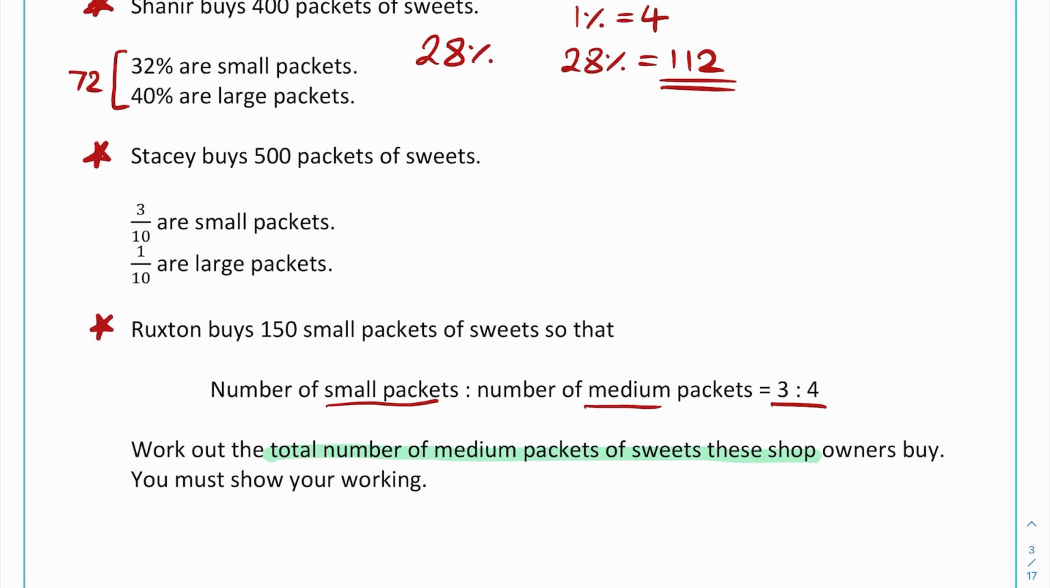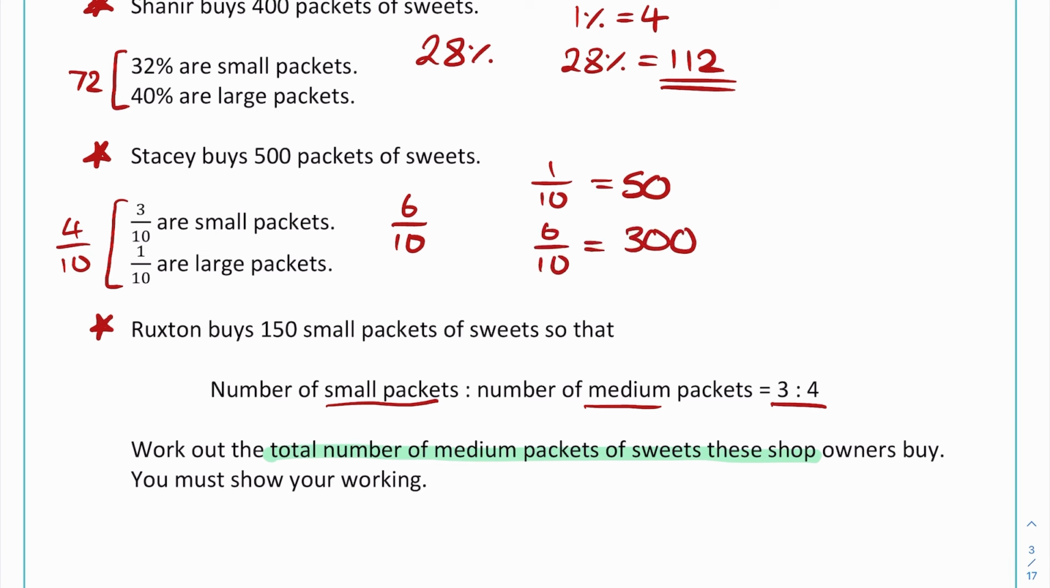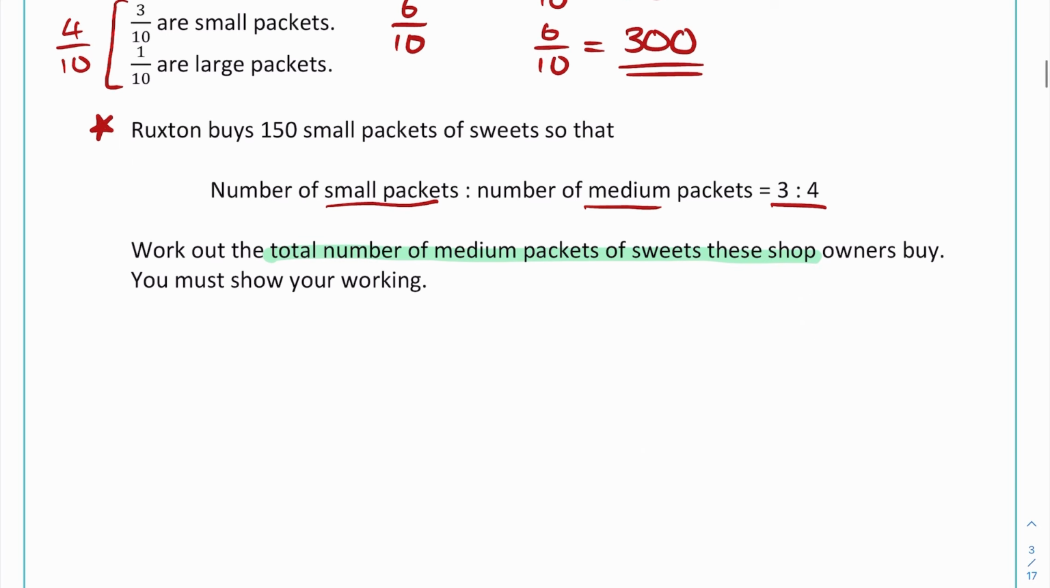If we look at Stacey, Stacey has 3/10 that are small and 1/10 that's large. In total, that's 4/10. So that means medium packets would be 6/10. So again, if we work out 1/10, which is just dividing by 10 on your calculator, that gives you 50. For 6/10 that are going to be medium, times that by 6, you get 300. So Stacey buys 300 medium packets of sweets.